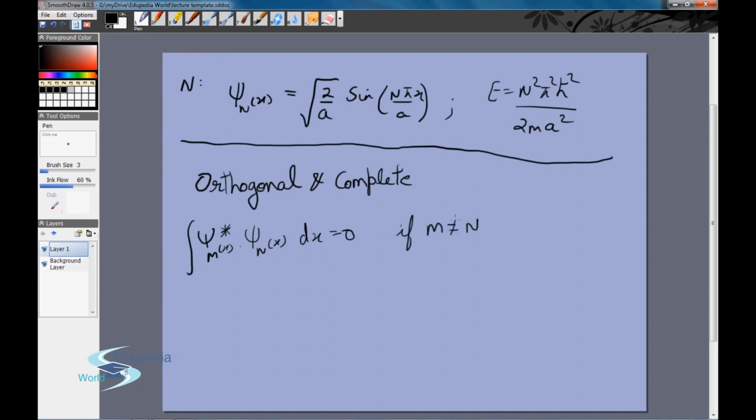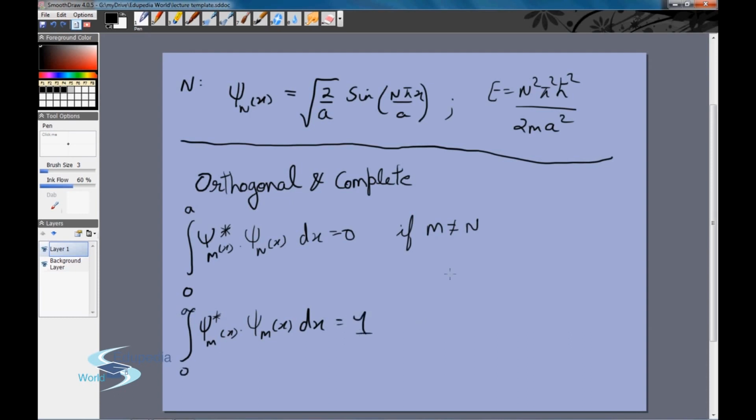So they are orthogonal means that if you integrate the product of two of them, and this goes over all space, but because everywhere else it's 0, we only really need to do this between 0 and a. This is true, and if m is equal to n, then this becomes the normalization case, which means that the integral of psi m star x into psi m x, if both of them are the same, has to be equal to 1.